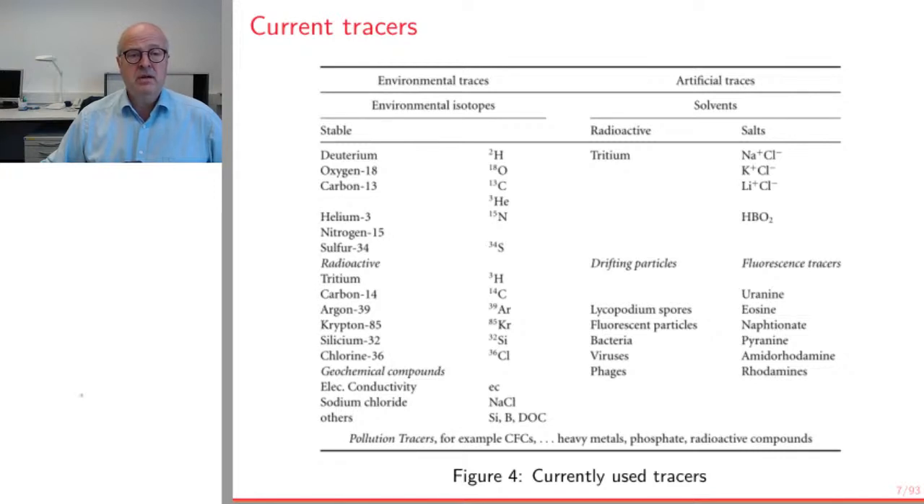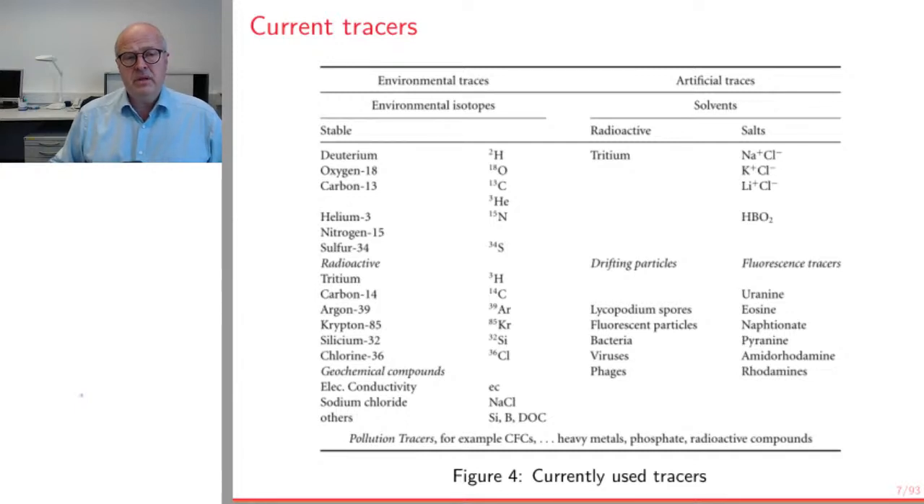Now, other artificial tracers are tritium. Tritium has been used as an artificial tracer. Tritium is a radioactive hydrogen isotope. So the hydrogen isotope with just one proton is hydrogen. The hydrogen isotope with a proton and a neutron is deuterium, which is a stable isotope. And if you have two neutrons, then you get tritium, and tritium is unstable, it's radioactive, and it decays with a half-life of 12.3 years. So every 12.3 years, the activity of tritium is reduced by 50%.